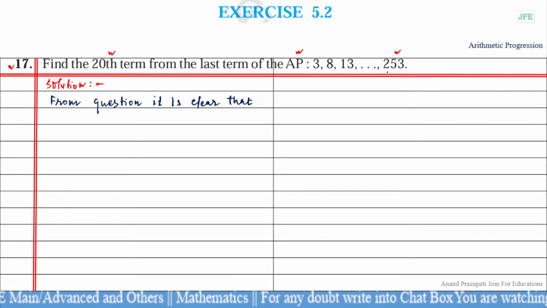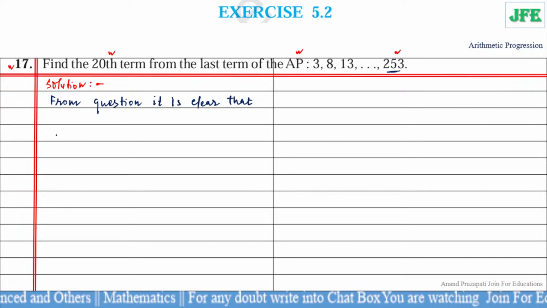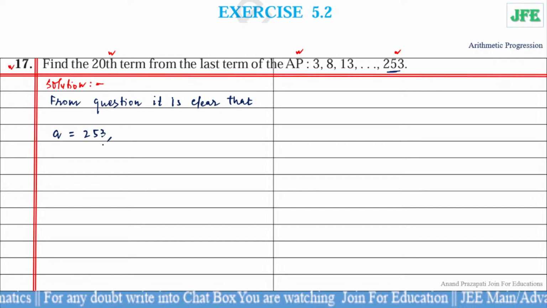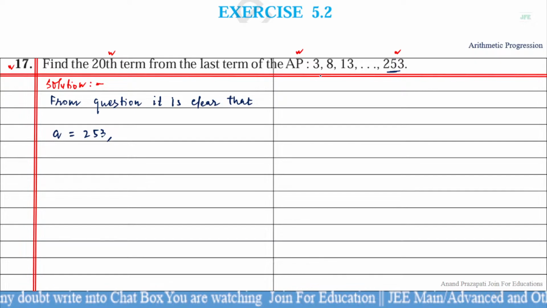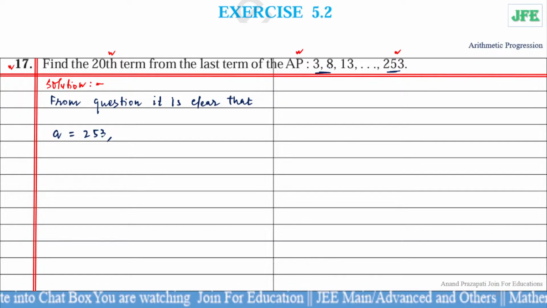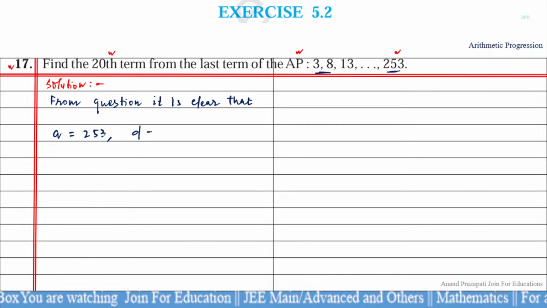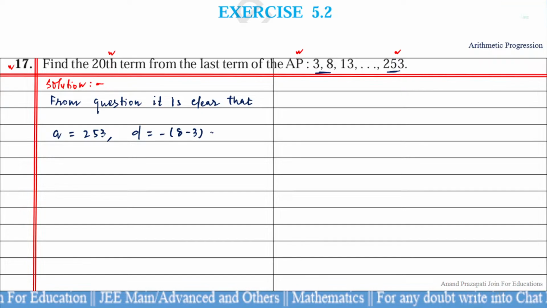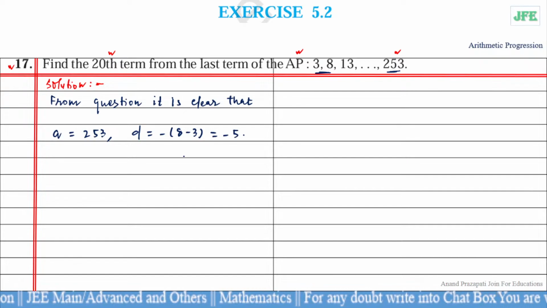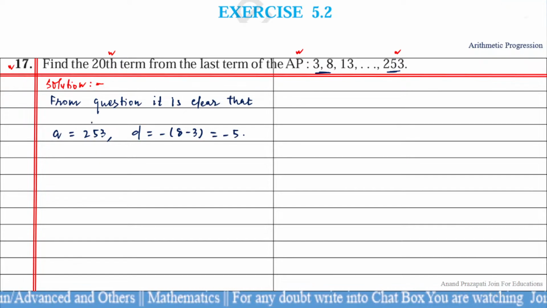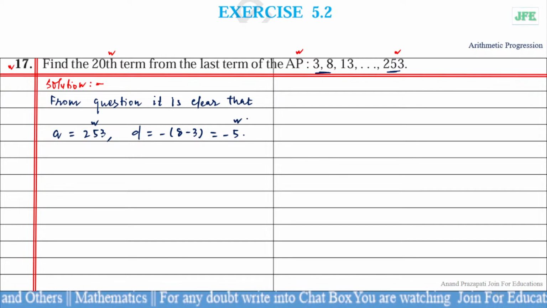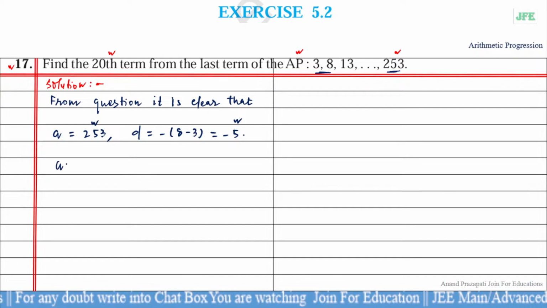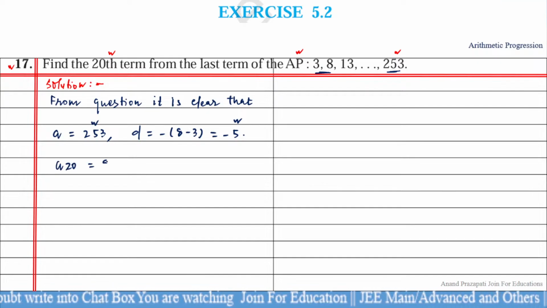So the first term here will be 253, A equals 253, and we move in the left hand side. So the common difference here will be minus 5. D equals 8 minus 13, which equals minus 5. So we have the value of A and the value of D, then we have no problem finding the value of A20.